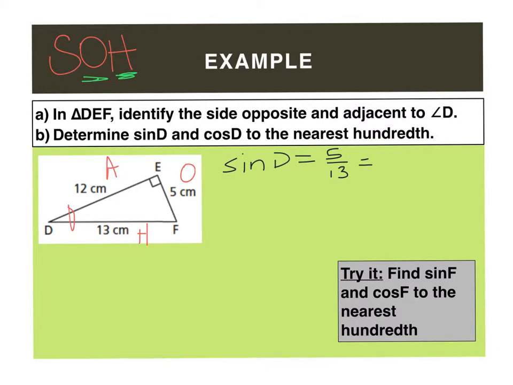Now, this question in particular says, determine sine D and cosine D to the nearest hundredth. So it tells us how it wants the answer to be written. Here, 5 over 13 is not an acceptable answer because that's a fraction, not to the nearest hundredth. I don't type in second sine of 5 over 13. I just type in 5 over 13, and I get 0.384, so to the nearest hundredth would just be 0.38.